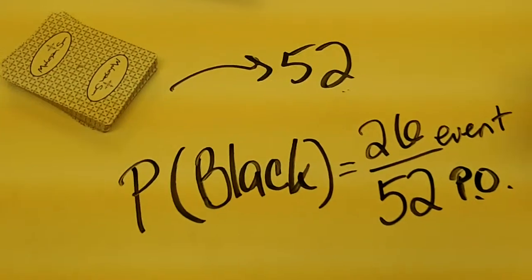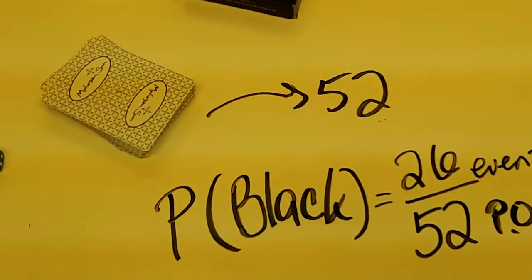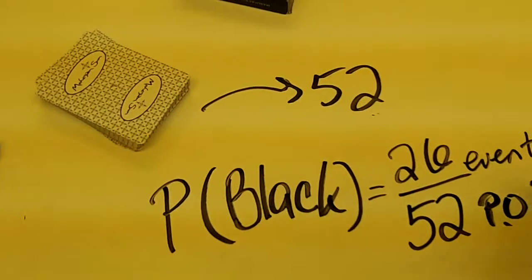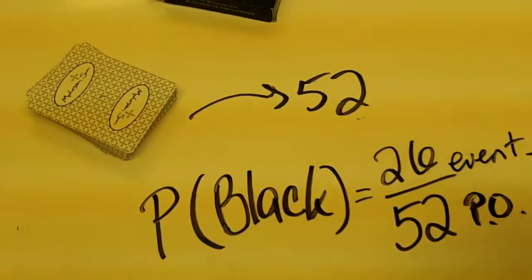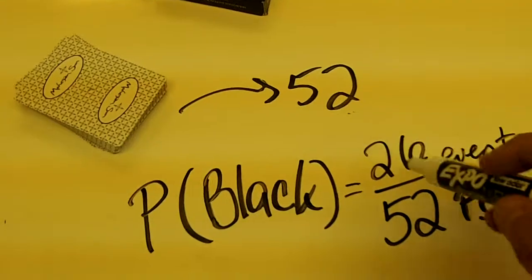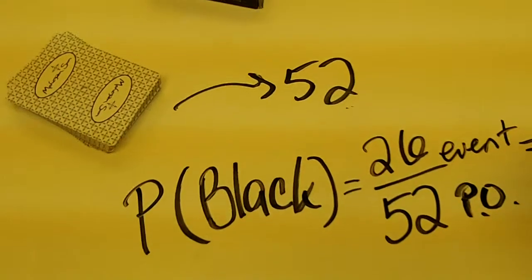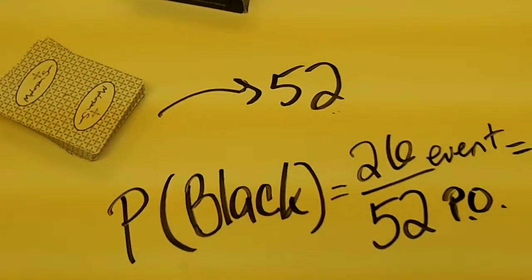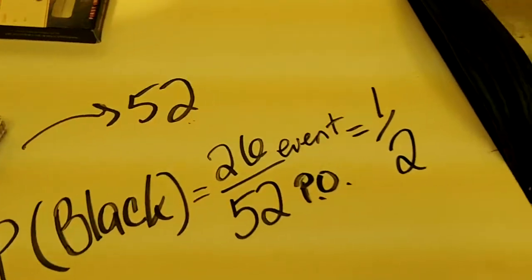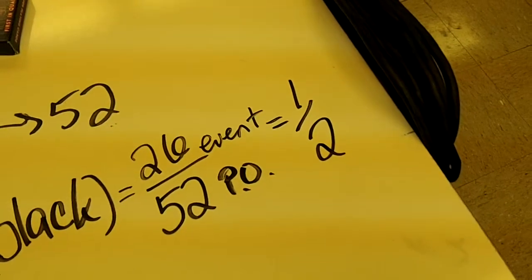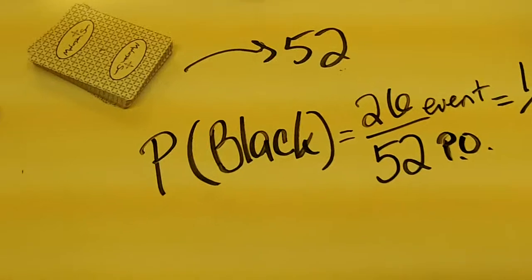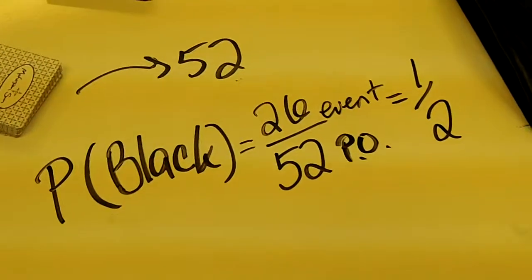My answer is 26 out of 52. However, I can't write it as such. I had to simplify that. And I know that, and you might not know this, but 26 fits into 52 two times. And since I said before that half the deck is black and half the deck is red, then 1/2 is going to be my answer. So the probability of picking a black card is going to be 1/2.